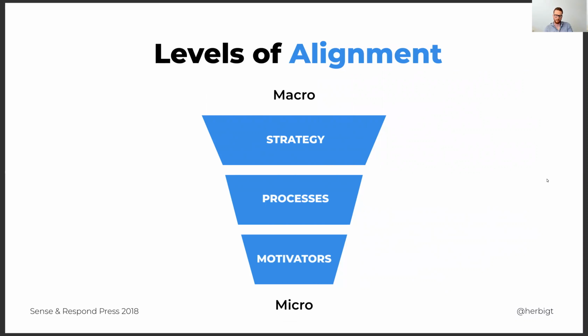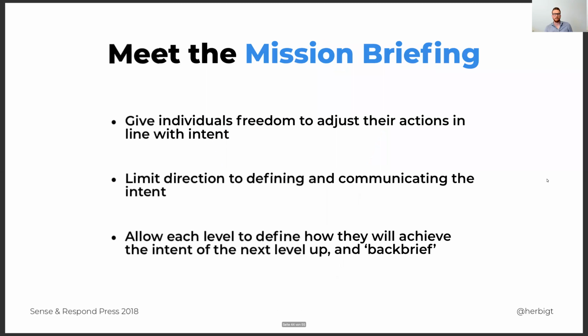And today, as I said, I want to become very practical. I want to share some hands-on thoughts and hands-on advice on how you can approach the strategic alignment level within Agile teams, where everybody has a lateral relationship with each other. So a great tool I came across recently is the so-called mission briefing. It's not a very original name, but let's roll with it. The goal of the mission briefing is to provide individuals the freedom to adjust their daily actions while keeping it in line with the original big picture intent. Its goal is also to limit the direction for defining and communicating the intent you share with the team.